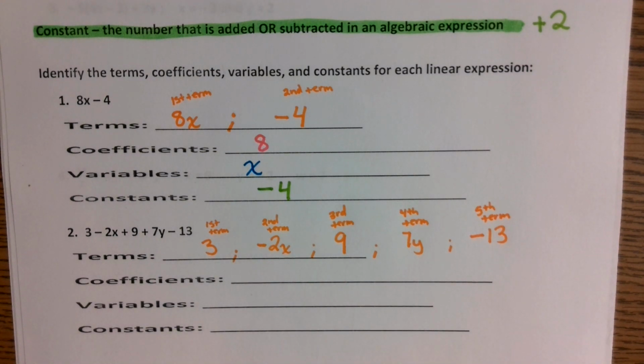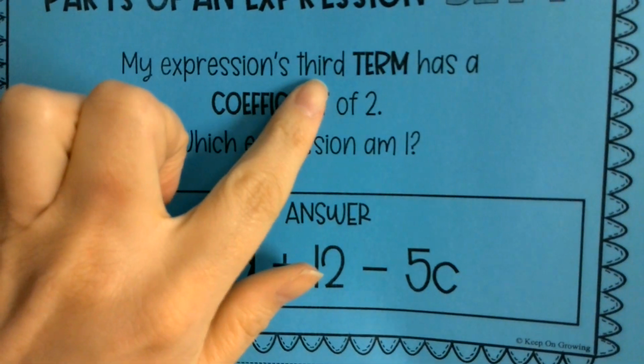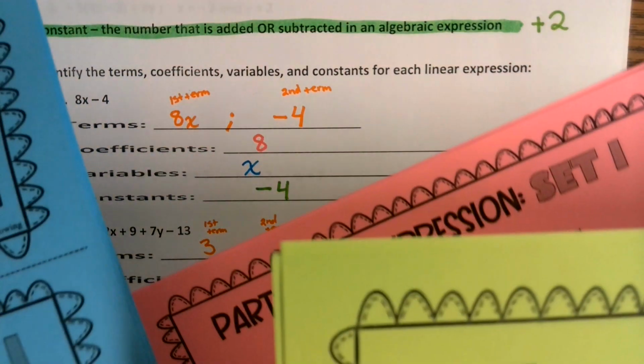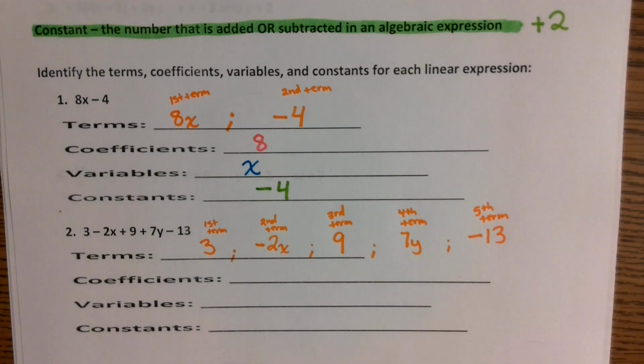Okay, now you don't have to write what term number they are. But for those of you who wind up doing the scavenger hunt today, they're going to have statements like I'll show you. They'll say things like, my expression's third term has a coefficient of a 2. And you'll have to find what expression has a coefficient of a 2 for its third term. So you want to make sure you understand first terms and second terms and third and fourth and how they split up, and then what is a coefficient versus what is a constant versus what is a variable.